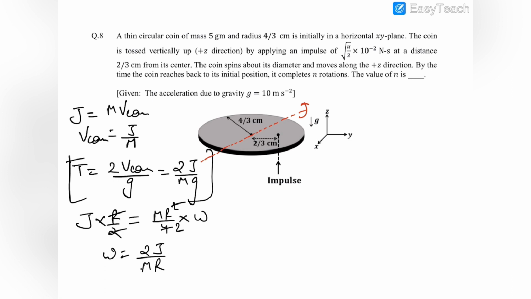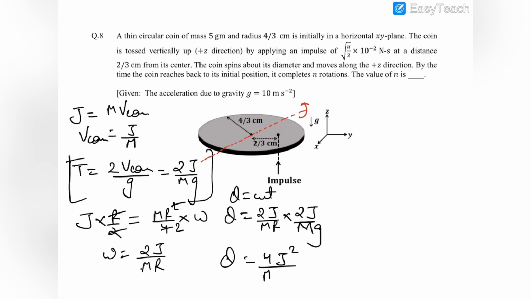Now we know that theta is equal to omega t, and theta will be omega, which is 2j by mr, and time is 2j by mg. Okay, so theta is 4j square by m square gr.